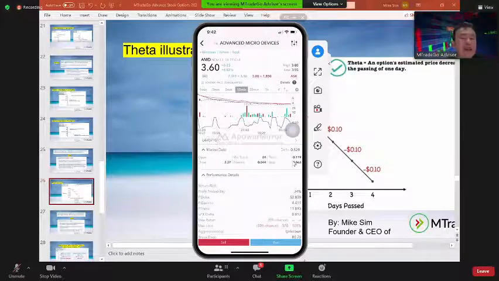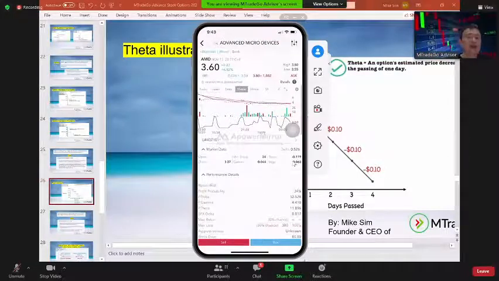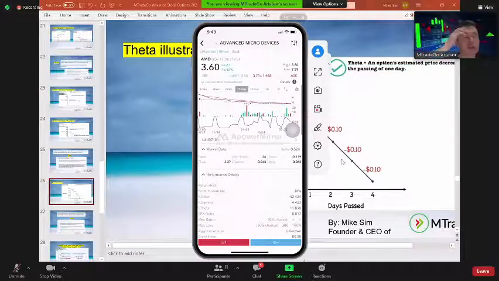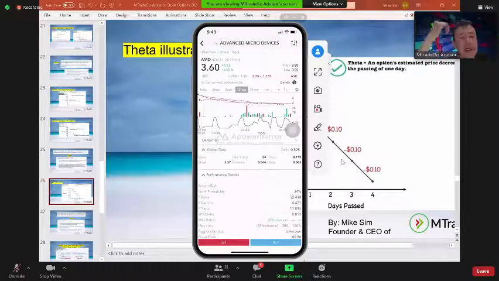It's just like dripping, like ice melting. If you are the seller of the option, you are like a cup getting the water. So basically, theta is always a good friend for the option seller or writer. Every time you look at this option price, $3.60, all other things being equal, every day because of theta we lose about 12 cents. You get me or not?